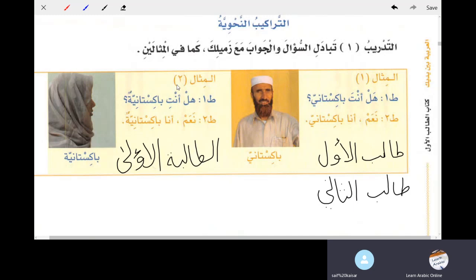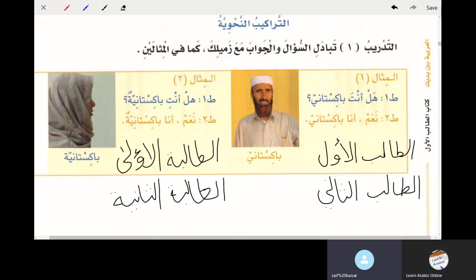Second example, Al-misalus sani. First female student, At-Talibatul Ula. But how to know that this one is male or female? The picture tells you. Here the picture tells you that it is female, and there it tells you that it is male. That's why I said Talibul awwal.